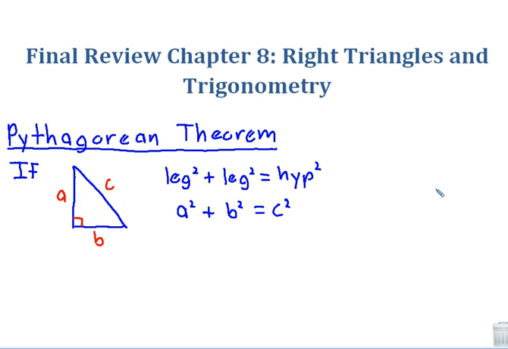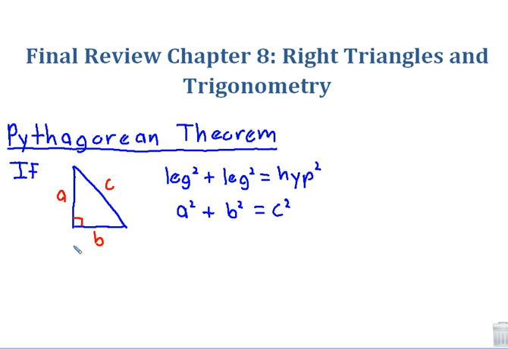Our next chapter, chapter 8, dealt with right triangles and trigonometry. What we had in this chapter were a few different ways to solve for parts of right triangles, side lengths, angles. And the first way we gave you was the Pythagorean theorem.